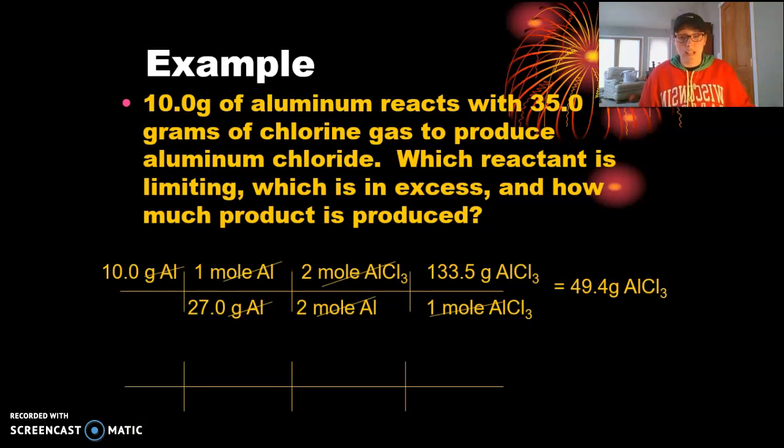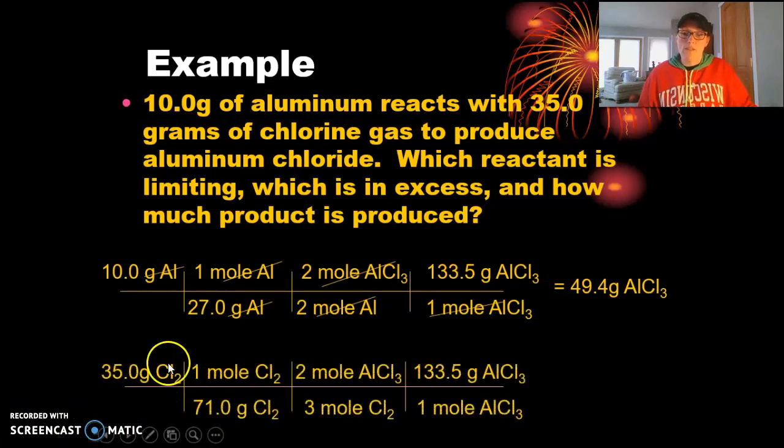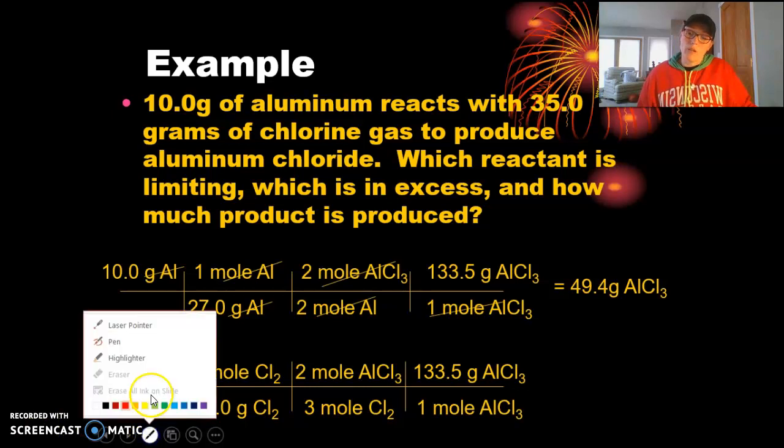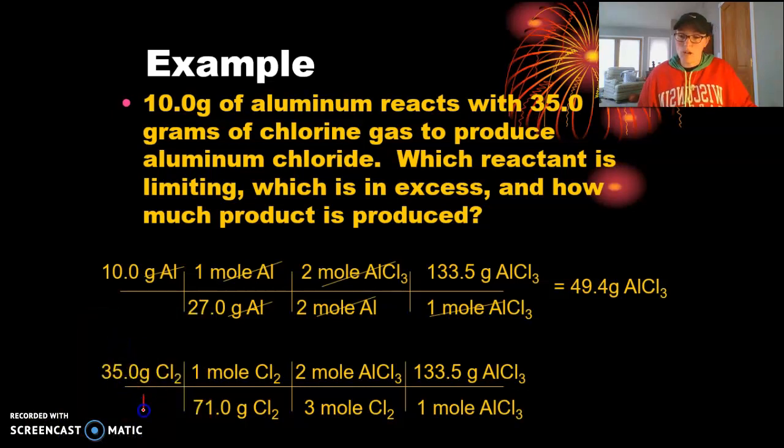So let's go ahead and do the same stoichiometry problem, except this time we're going to ignore the aluminum and we're only going to take into account the 35 grams of chlorine. So we're going to put in 35 grams of chlorine. I didn't put the 1 in, sorry. There we go. And then we are going to see that for 1 mole of chlorine, there are 71 grams of chlorine. We added that from the periodic table. When we're converting from moles to grams, the number that goes with moles is 1. The number that goes with grams is from the periodic table. So we have that.